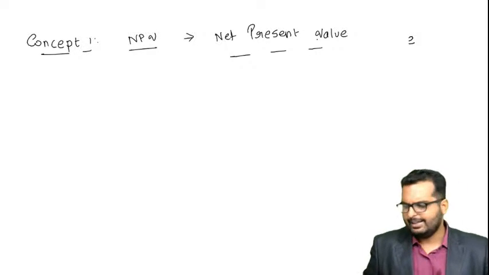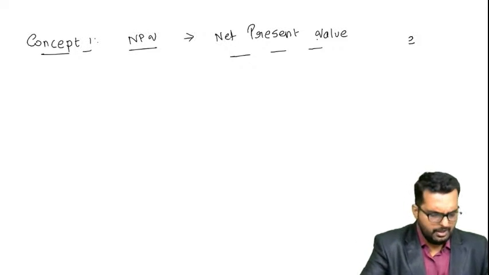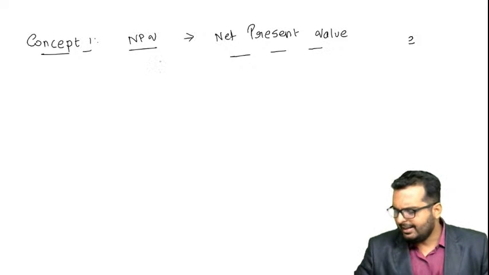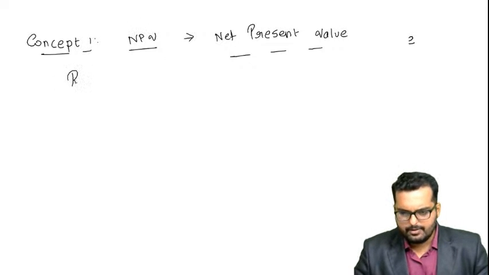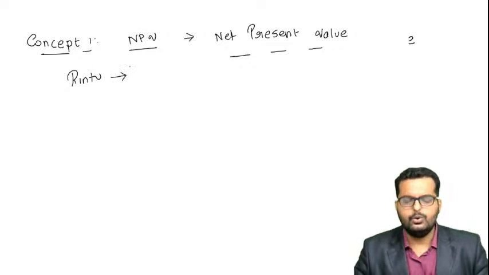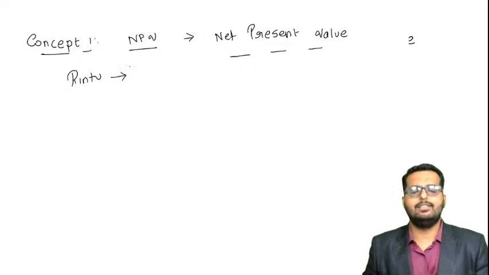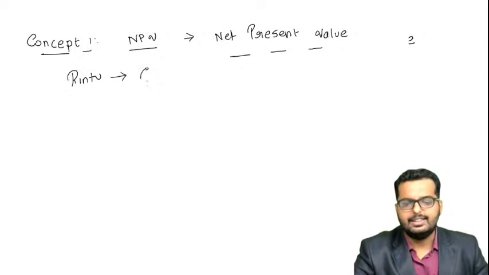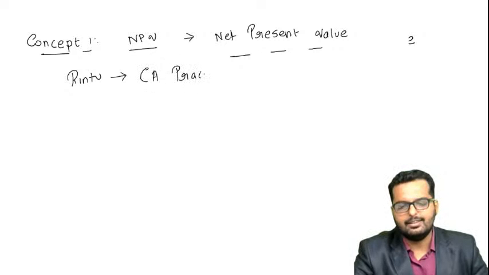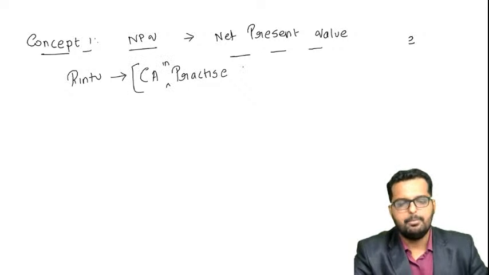Okay. Net present value. Now, let me take an example in this. I will take one person from the chat box. Okay, I will take Rintu. Let us assume Rintu is writing his exams in May 2021, and after his exams get over, he qualifies as a chartered accountant and then he starts practicing as a CA. Okay, he's going to be a CA in practice.